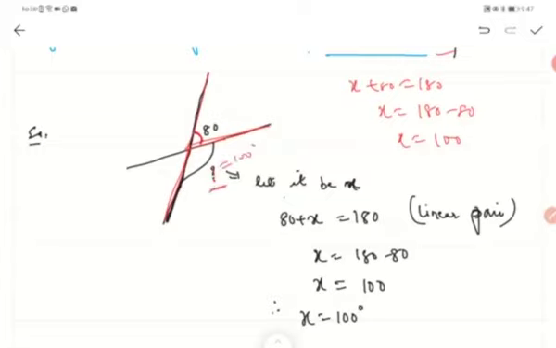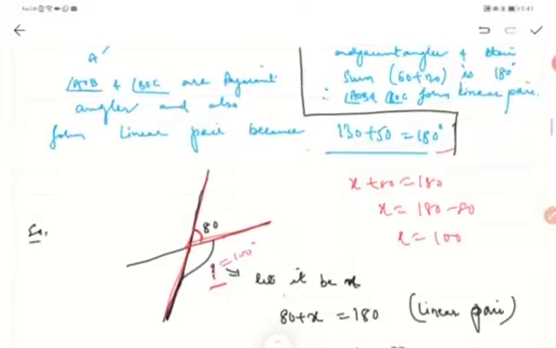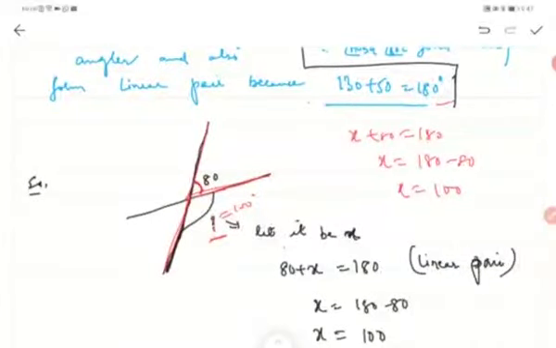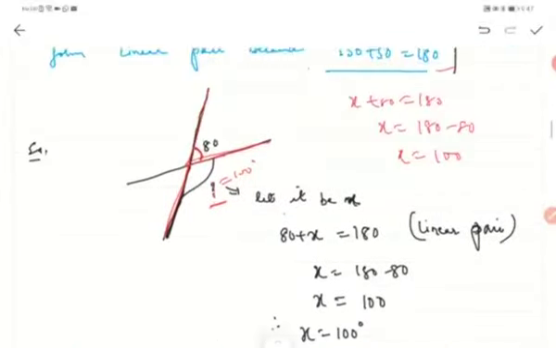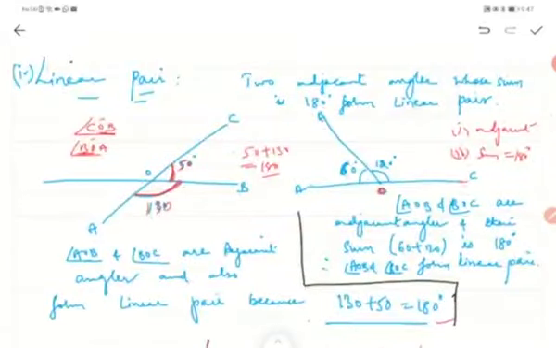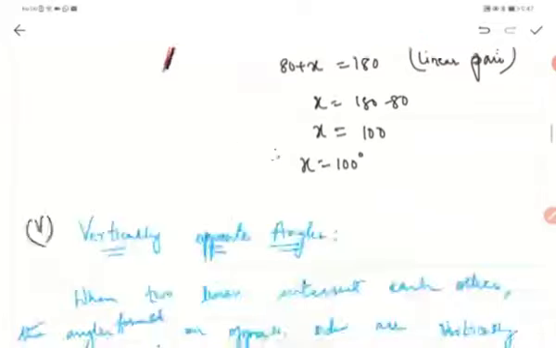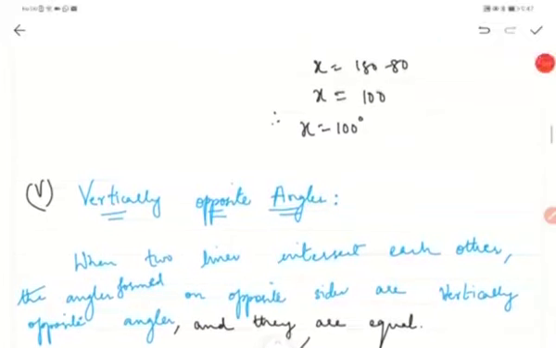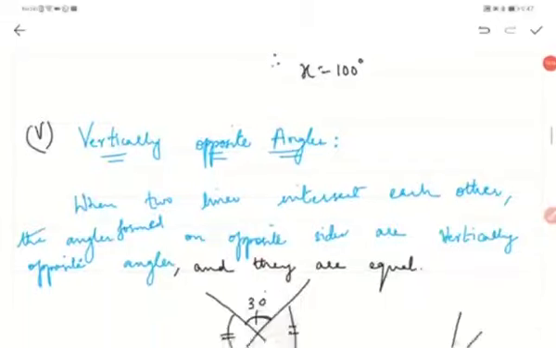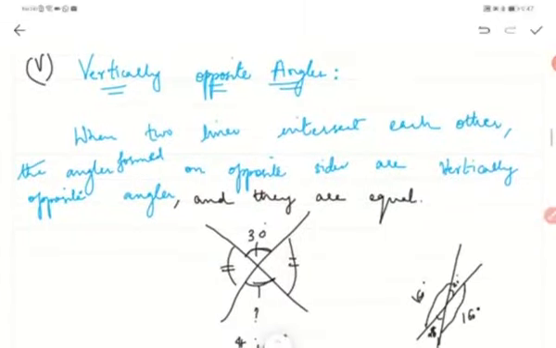This kind of question you're going to get, as we had seen in complementary and supplementary. The same type you will get for this kind of angles as well. All right. I think I can finish vertically opposite angles in today's video, and then we can stop.